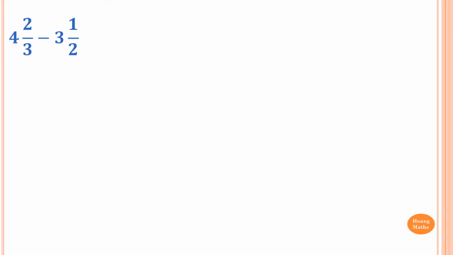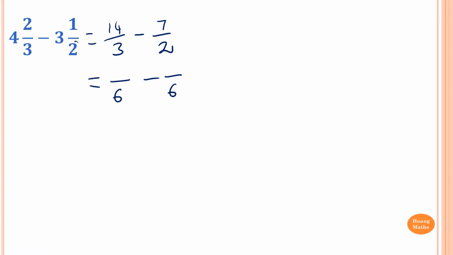4 and 2/3 minus 3 and 1/2. Of course, you can convert this into improper fractions and then find the common denominator and then we subtract from there. 3 times 4 is 12, add 2 is 14. So 14/3. And then this one here, minus 2 times 3 is 6, add 1 is 7. So 7/2. And now we just look for the lowest common denominator, which in this case is 6.